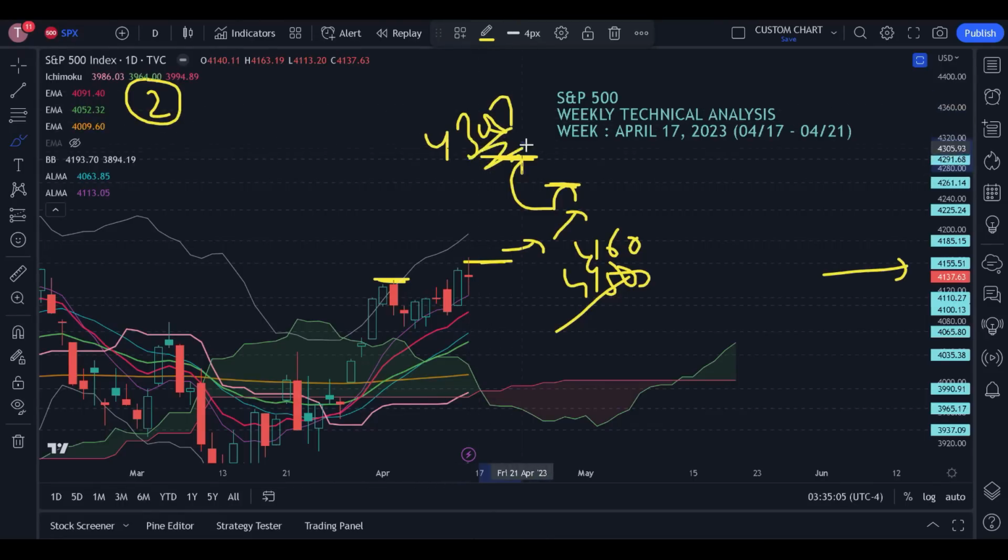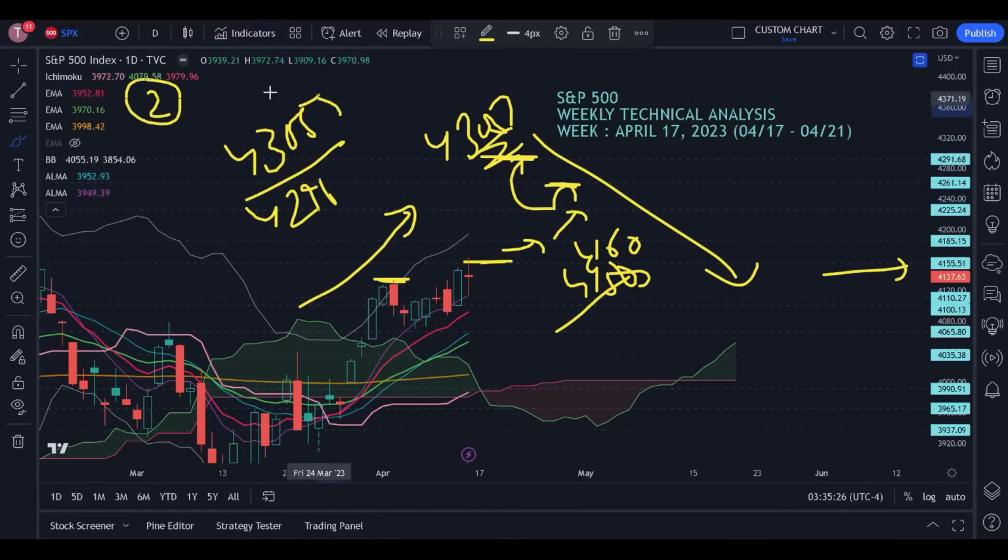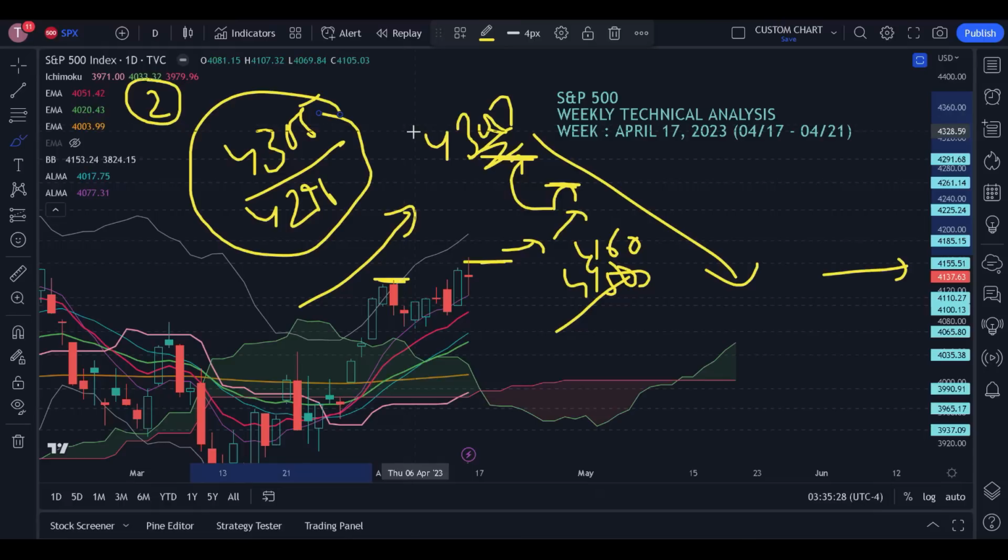So for those who want to know to what levels the S&P 500 can move before it enters into recession, before it gives up: 4305 and 4291 is the last and final point. This is the maximum the S&P 500 can move up to, and then it will give up.